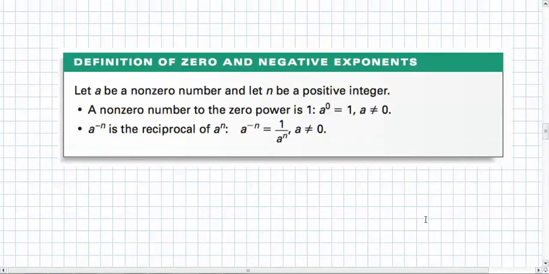Let a be a non-zero number, and let n be a positive integer. Again, n is a positive integer. A non-zero number to the 0 power is 1. So anything raised to the 0 power is 1 as long as a is not 0. Second, a to the negative n is the reciprocal of a to the n. So a to the negative n is 1 over a to the n. That is super important to remember.